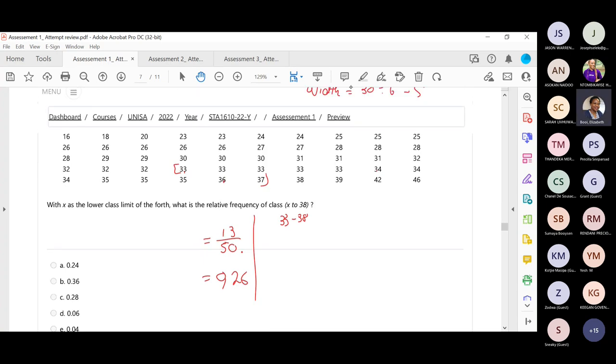If it starts from 34 and includes 38, then we start from 34, counting 1, 2, 3, 4, 5, 6, 7, 8, 9. So we need to include 38, which makes 9. So it will be 9 divided by 50. What do you get?